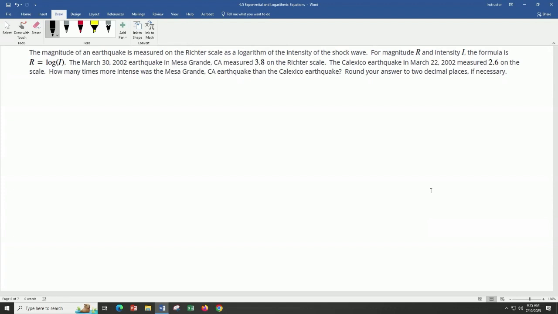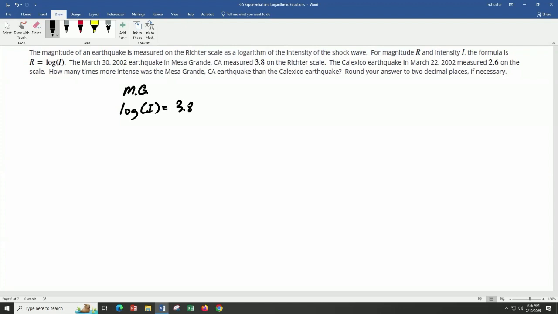Round your answer. Okay, first off, realize what they're asking us for. They asked us for the intensity. We don't have intensity, do we? It doesn't give it to us. That's okay. They give us a formula. So for the Mesa Grande, I'm just going to abbreviate that. We're going to be using the formula log I for this one is equal to what? It's right up here: 3.8.